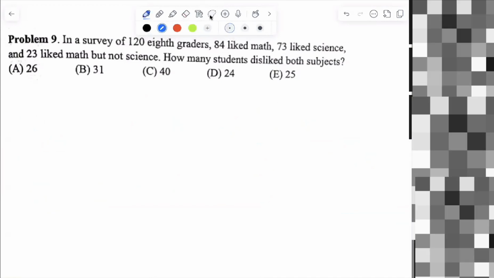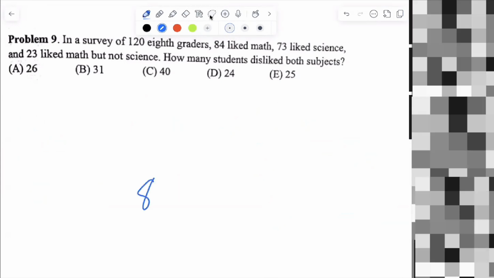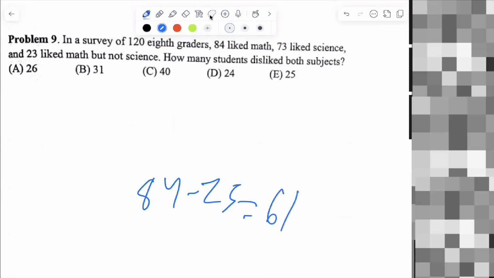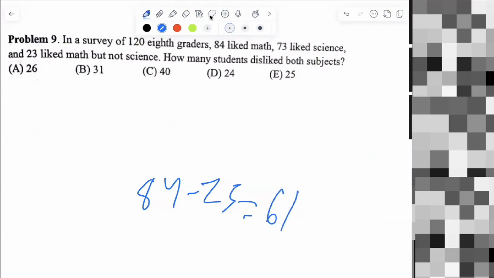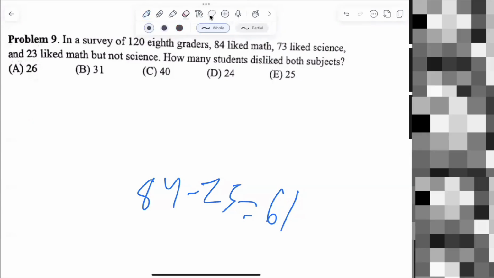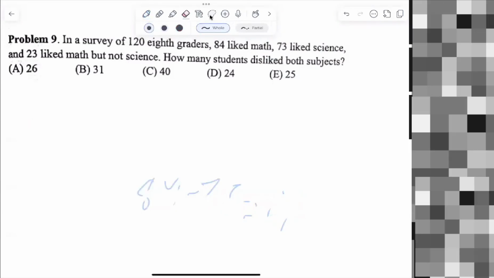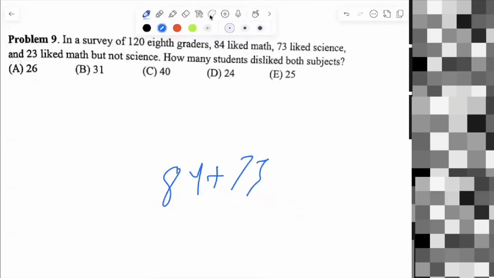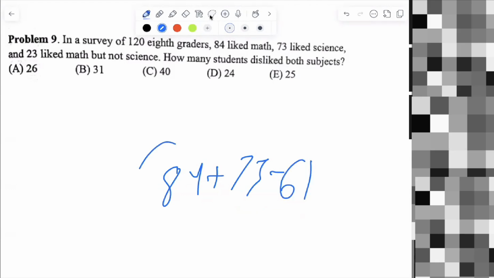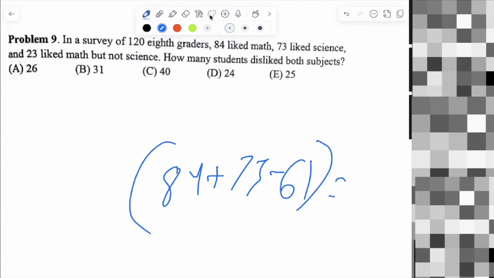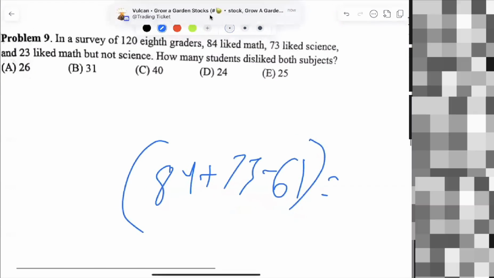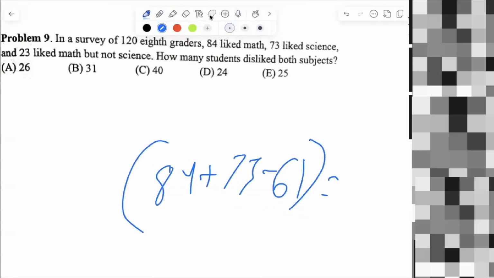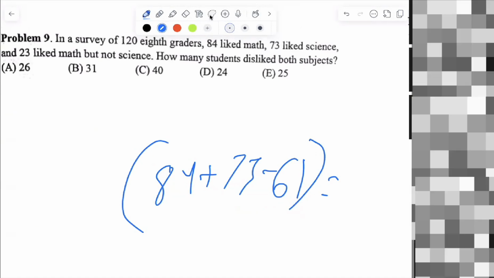From there, we can find an intersection, right? The intersection is basically 84 minus 23. This gives 61. So 61 liked both, right? We're going to use this to do the PIE method again. We'll do 84 plus 73 minus 61. This gives you how many students like math and or science.